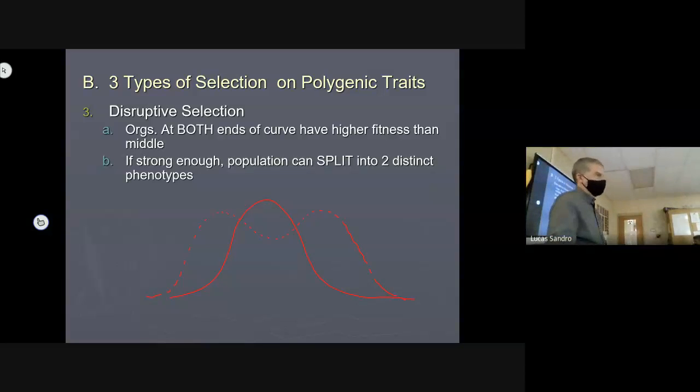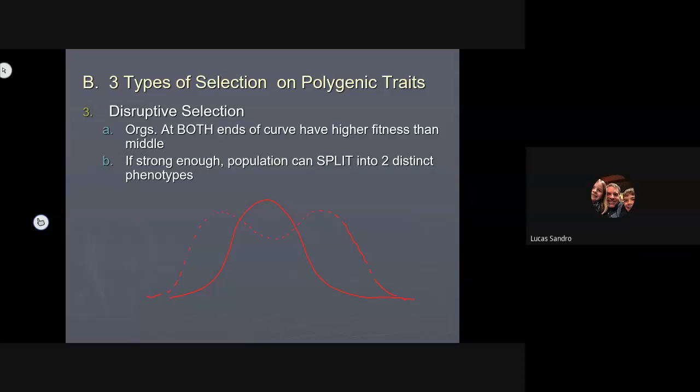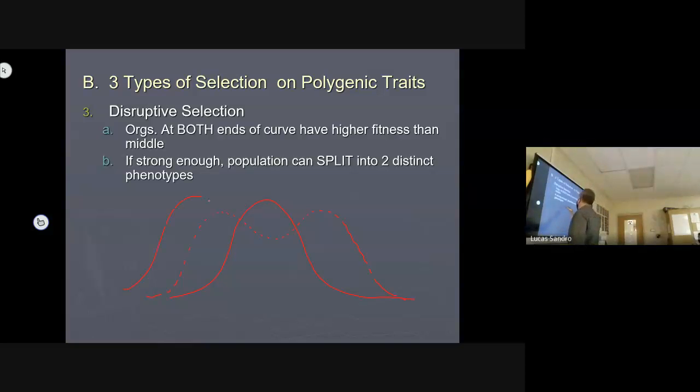Because here's the thing. If the middle of that curve is selected against strongly enough, if medium people just absolutely get slaughtered year after year after year, we could wind up with two separate curves, couldn't we? We could basically wind up with short people and tall people, no middle people.